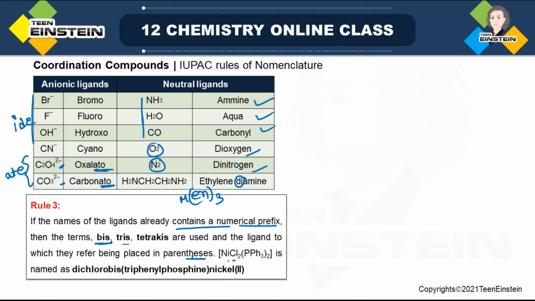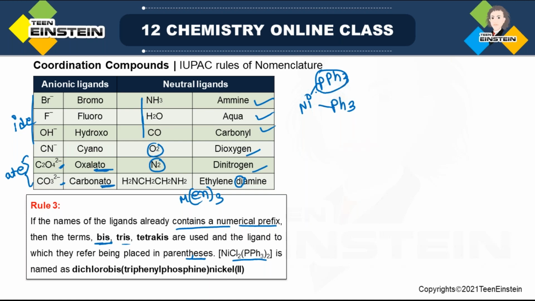So if you take this particular example, nickel is coordinating with 2 chloride. This is monodentate, fine, and it is also coordinating with PPh3. Now, in PPh3 the donating site is phosphorus, so nickel will be attached through phosphorus like this. So this is also monodentate. But remember, in a single molecule, the name of PPh3 is already triphenylphosphine.